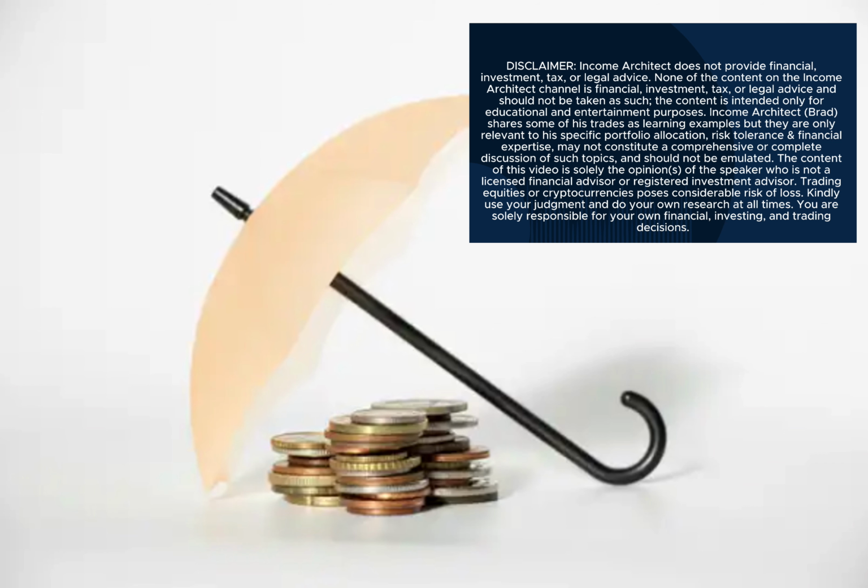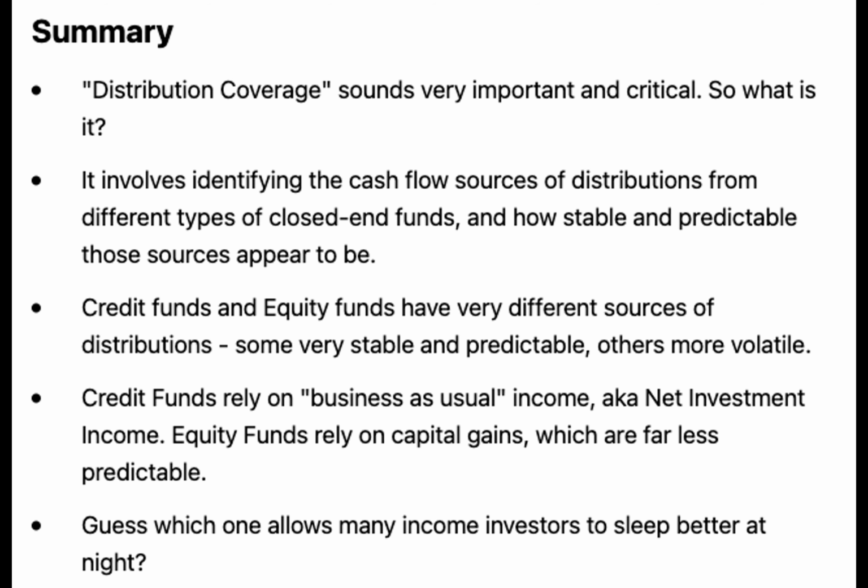Distribution coverage sounds very important and critical. So, what is it? It involves identifying the cash flow sources of distributions from different types of closed end funds and how stable and predictable those sources appear to be. Credit funds and equity funds have very different sources of distributions, some very stable and predictable, others more volatile.